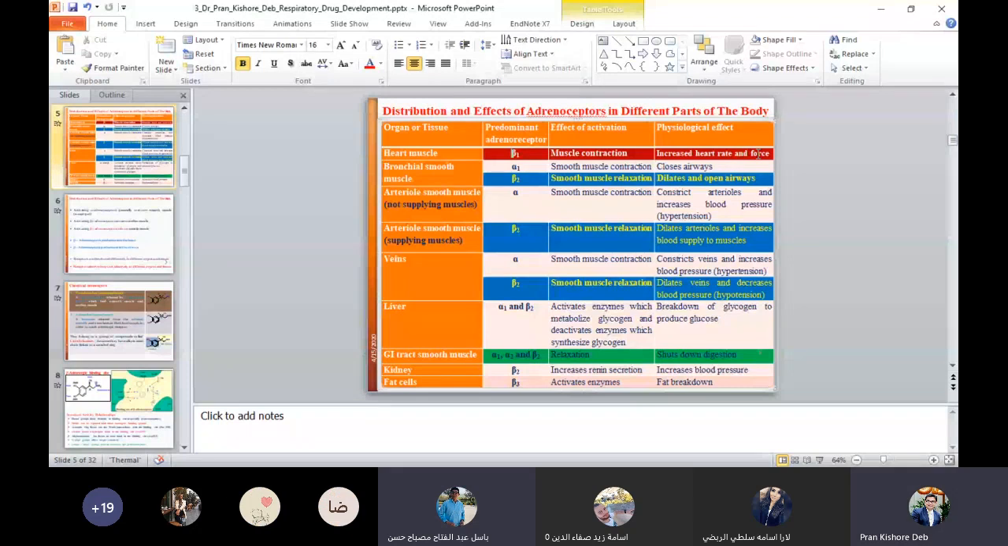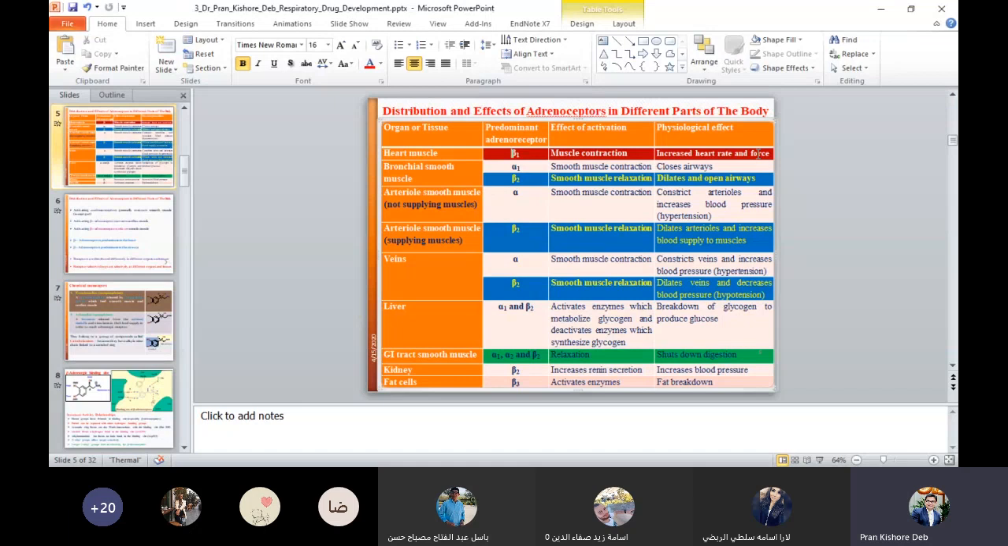So when you give the agonist, which is non-selective, it will not only help in relaxing the smooth muscle of the airways and dilating the airways, but it will also increase the heart rate, because stimulation of beta 1 causes the muscle contraction, increases the heart rate, right? So when you give a drug, it must be selectively binding to beta 2.